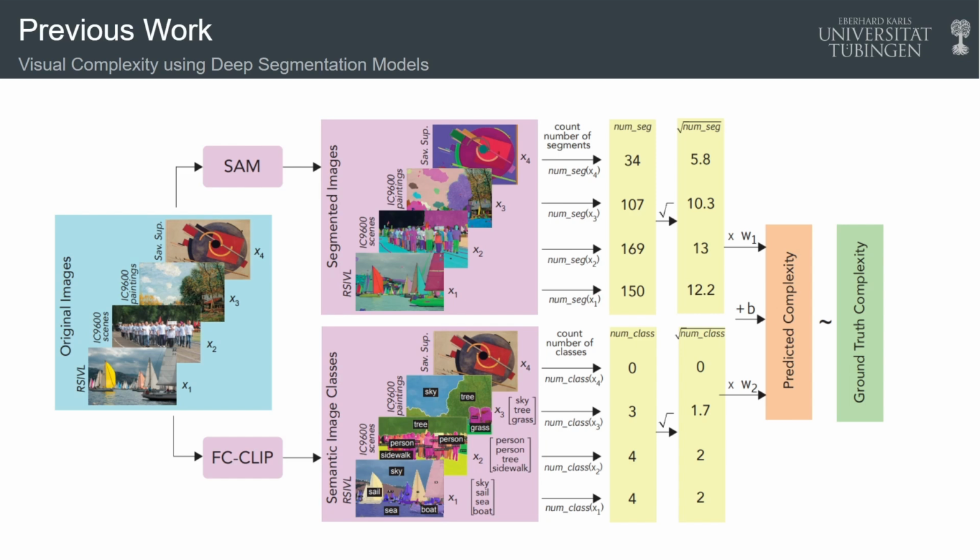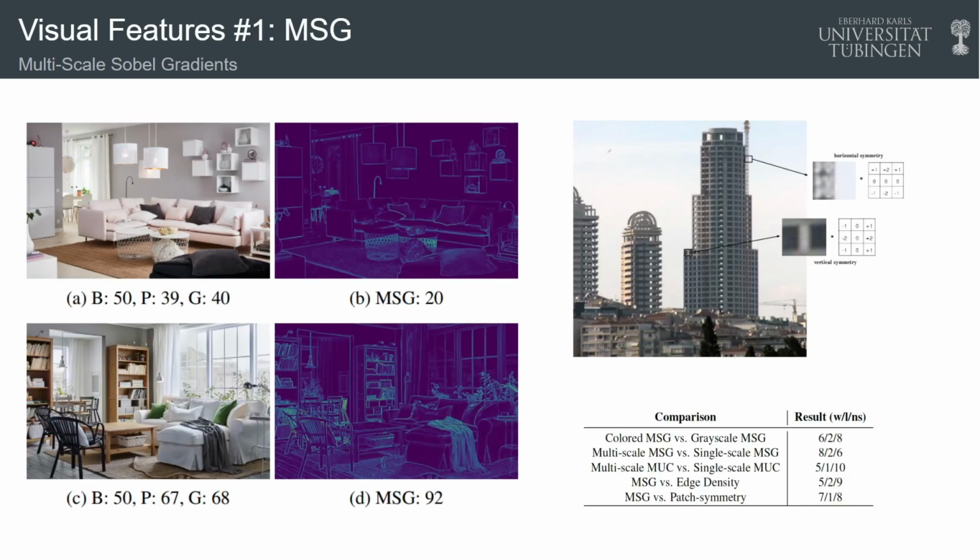Building on this prior work, we introduced new low-level visual features, multi-scale Sobel gradients and multi-scale unique colors. The main idea behind multi-scale Sobel gradients is to measure patch symmetry by applying a Sobel kernel at multiple scales. MSG values are low when the image consists of highly symmetrical 3 by 3 patches and increase as the image becomes more asymmetrical. Our approach outperforms traditional methods such as edge density, as well as the patch symmetry metric introduced by Kyle Davidson et al. Moreover, the multi-scale approach shows statistically significant improvements over the single-scale version of our method.